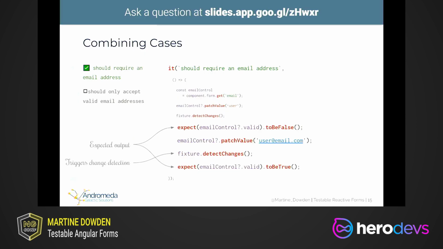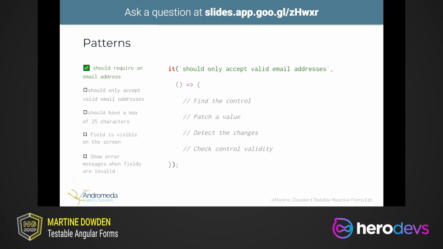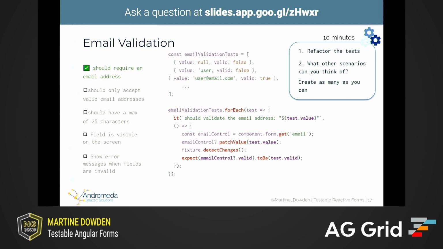So what are some different options we have to do this? Basically, everything related to putting in values and checking our validity is going to follow this pattern, right? I'm going to find the control, I'm going to patch the value, I may or may not detect my changes, and then we're going to check if the validity is true or false. So instead of copying and pasting 50 times, one of the other things we can do is put them in an array and parameterize our values.